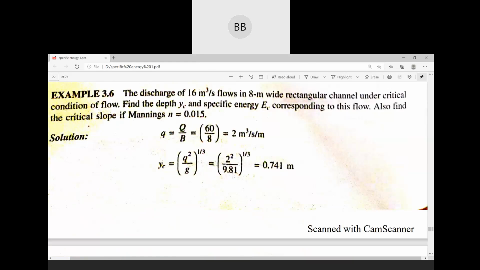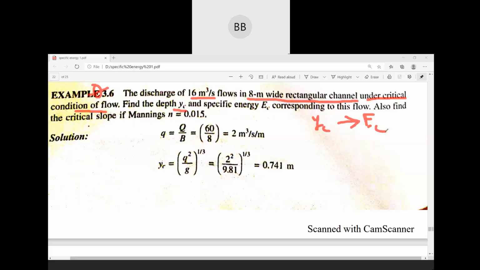So we move on to the next numerical. First write down the question. The discharge of 16 meter cube per second flows in an 8 meter wide rectangular channel. So the width of the channel is given, 8 meter, discharge is also given, it's 16 meter cube per second, under critical flow condition. Find the depth YC. So we need to find out YC, and then for this particular YC, we need to find out the specific energy.